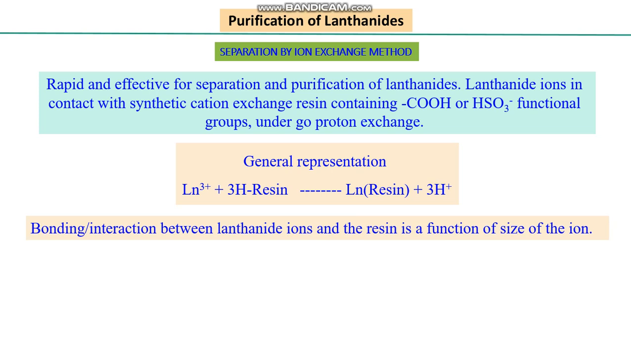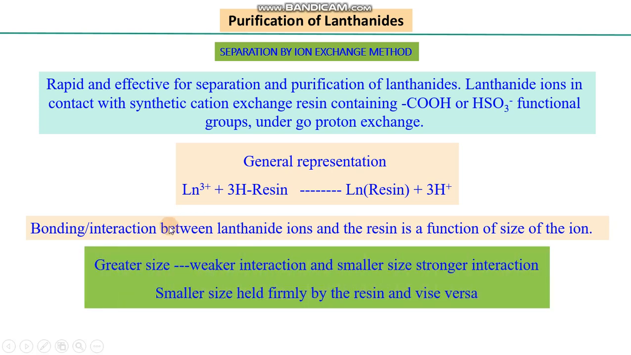If the size of the ion is greater, then the force of attraction or interaction between the two species, that is the resin and the lanthanide, will be less. If the size is small, then the interaction will be more. So greater size, weaker interaction, and smaller size, stronger interaction.